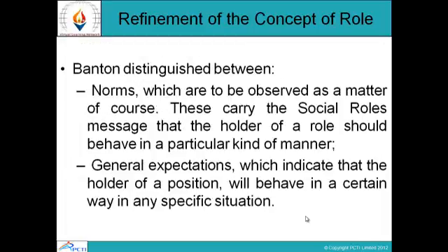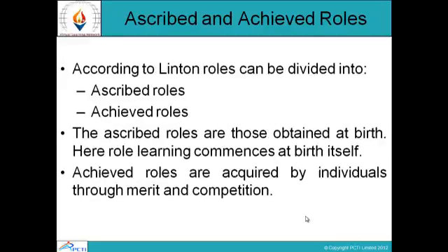Banton distinguished between norms which are to be observed as a matter of course. These carry the social roles message that the holder of a role should behave in a particular kind of manner. General expectations indicate that the holder of a position will behave in a certain way in any specific situation. Norms are to be observed as a matter of course, and social roles give the message that the holder of a role should behave in a particular kind of manner.